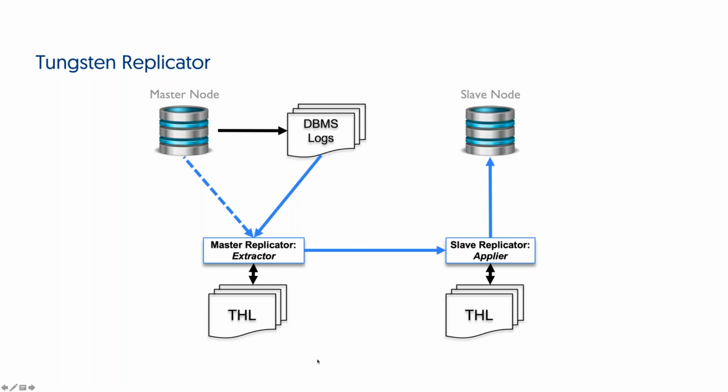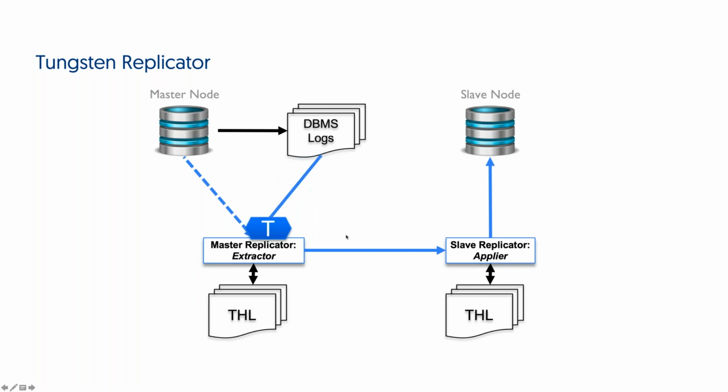Well, the extractor reads and processes the MySQL binary logs, and as transactions are committed, we extract them from the binary logs and convert them into our own native format known as THL, or transaction history log. We always maintain transactional consistency, and we only extract complete transactions. Once written down to THL, the job of the extractor is done.